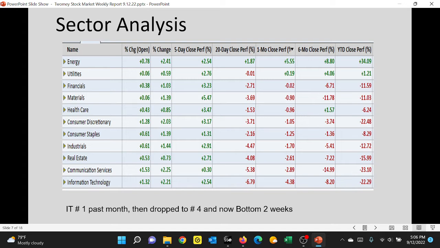Money's going back in now. We got out of our UNG, U.S. natural gas, because that is very volatile. You can get 10-point swings in a matter of days on that. We took our profit. We had substantial profits.